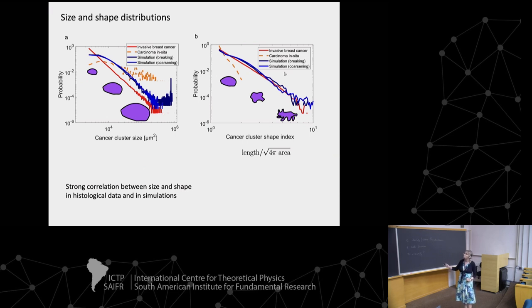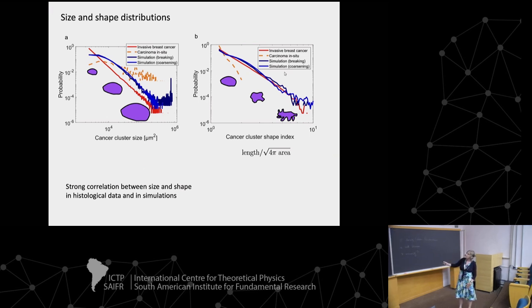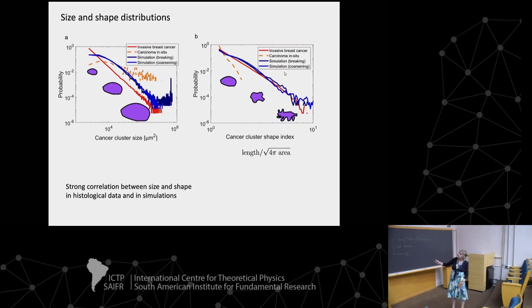This is much more, I think, believable. This is the shape index. These are special pictures in case a medic reads it. This is a circular shape. They get much more tortuous here, and the shape index matches very beautifully between the simulations and the data. And this strong correlation between size and shape comes out in the data and in the simulations, and that, I think, is the largest evidence that we might have the right physics here.